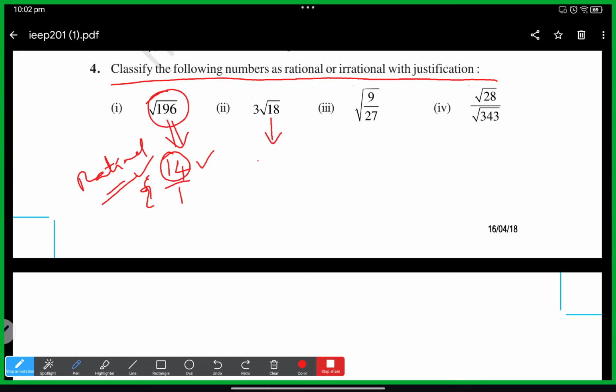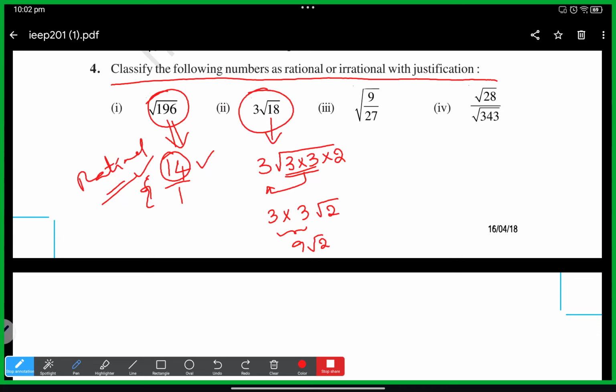Next, it's 3 root 18. Root 18, if we do prime factorization, then we will get 3 into 3 into 2, where the 3's are paired. So from that pair of 3, one 3 will come outside the root, and inside, root 2 will remain as it is. So 3 into 3 is 9. So 9 root 2 is the simplest form of 3 root 18.